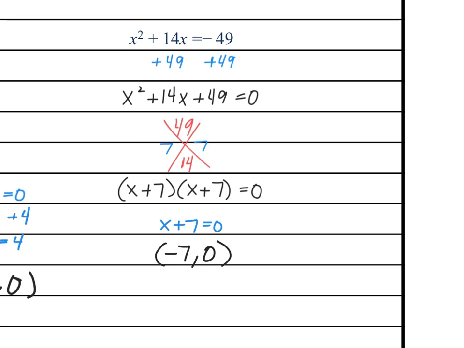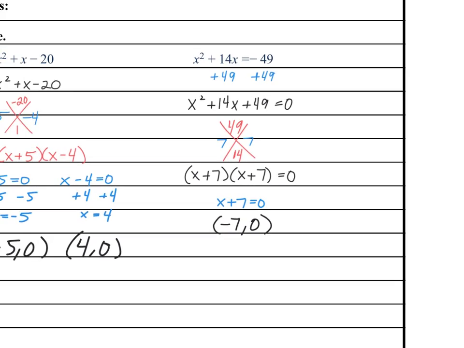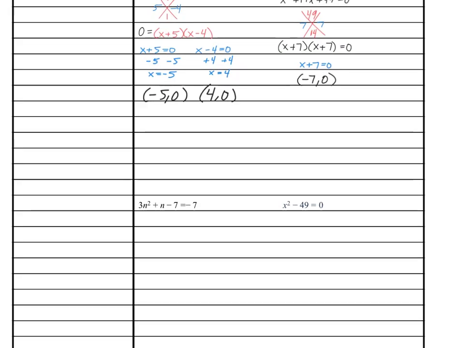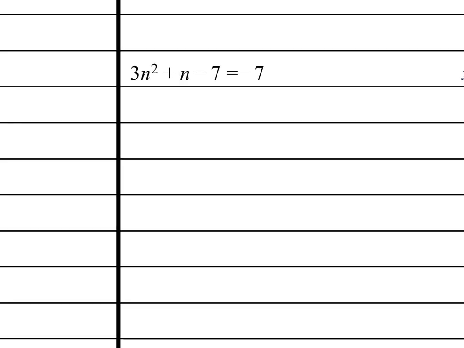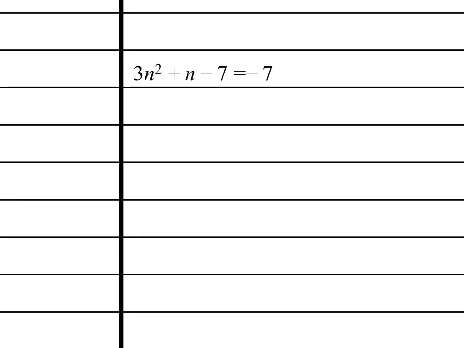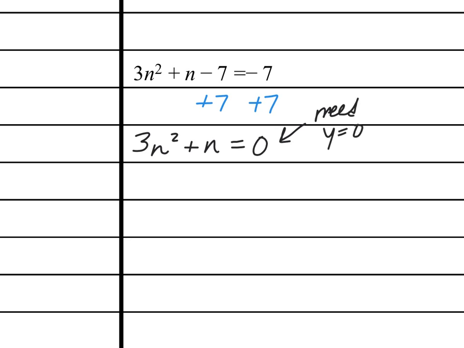Okay, the last two are special, kind of. And so they're actually quicker. This guy right here. Is this currently in standard form? Yes, kind of. Is it equal to 0 though? No. How could I make it equal to 0? Add 7? I could add 7. Because if I add 7, then I get this. That's better. You have to see this. Need y equal to 0 before you start.